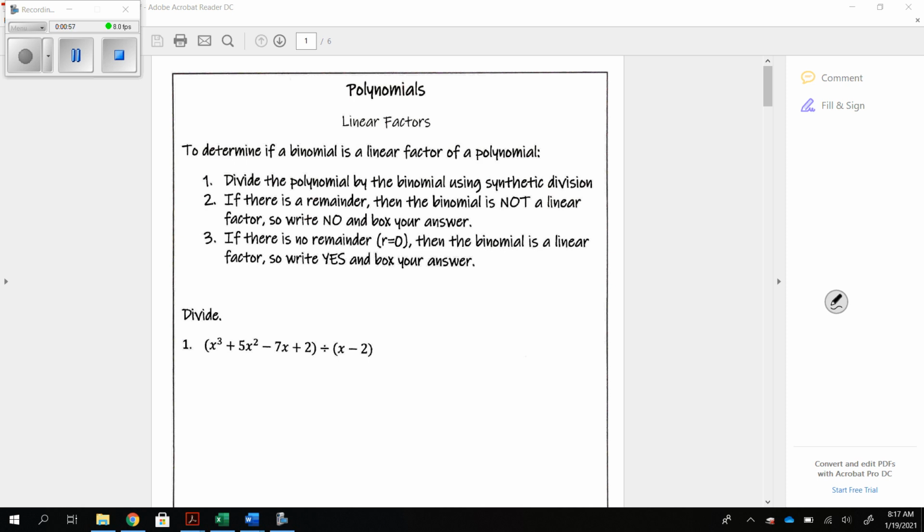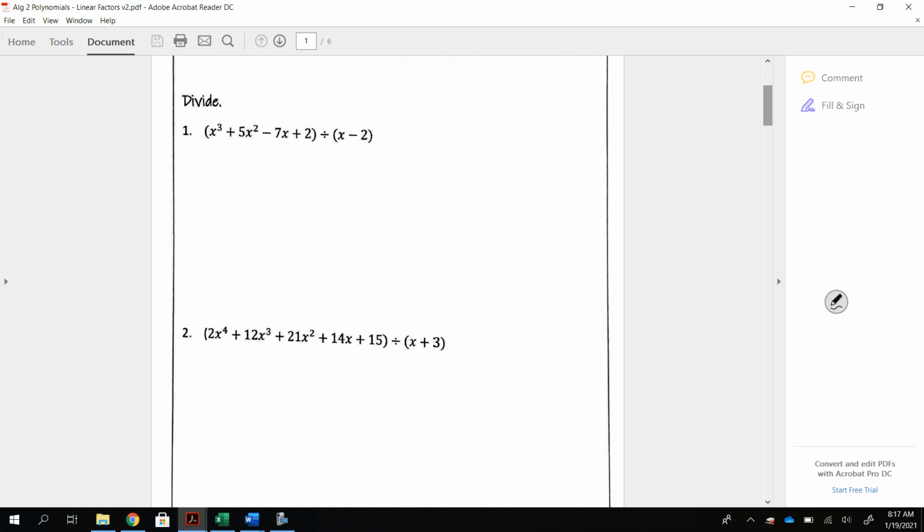Then if there is no remainder, so the remainder equals 0, then the binomial is a linear factor. So we write yes and box your answer. That's it. So we're just doing what we did before the test. We're going to do synthetic division. All we're adding is a yes or a no.